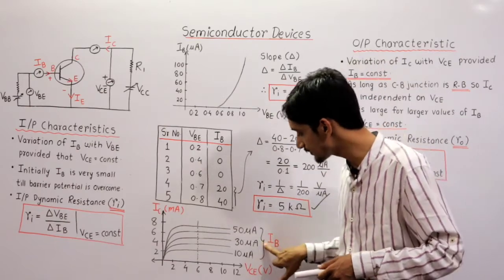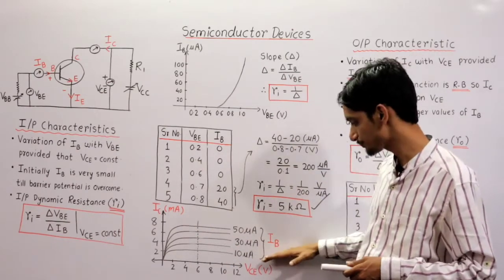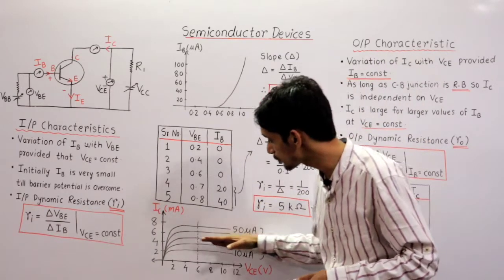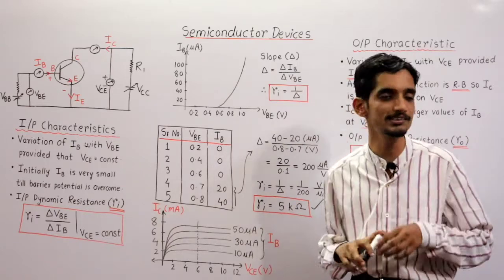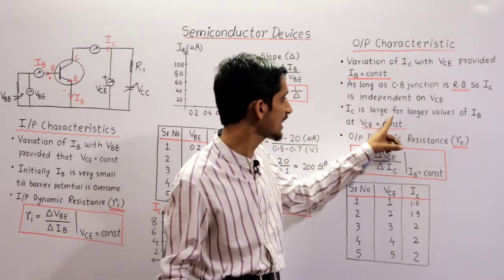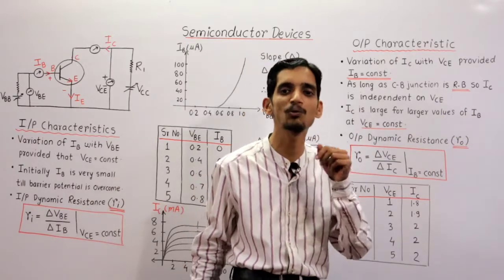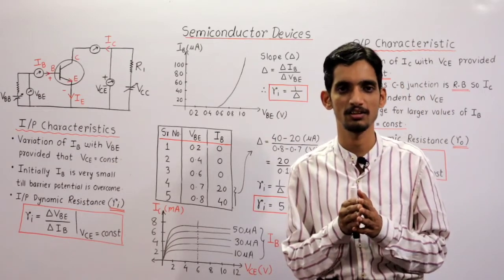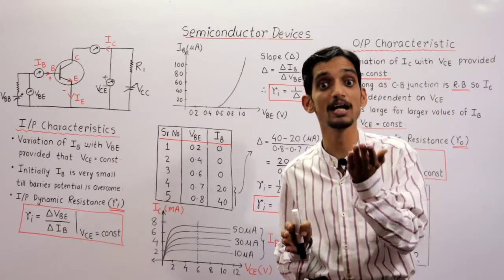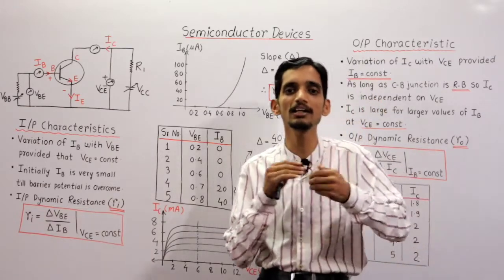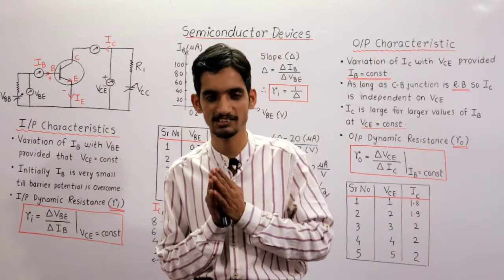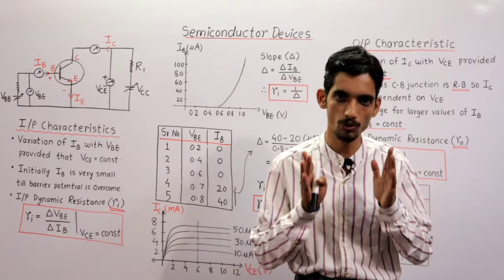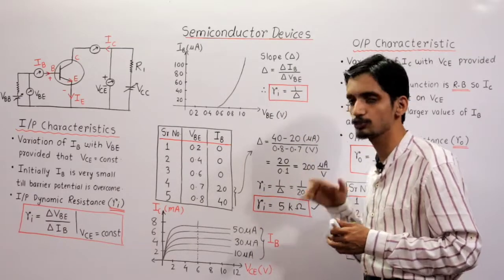Now suppose I am considering a second case, in which IB has increased to 30 microamps. Now collector current also increases to 4 milliamps. It means, if you observe this point, IC is large for a larger value of IB at VCE constant. It means IC increases when IB increases. So the increment in IC results from the increment in IB. Clear? Okay. So this is the output characteristics of a transistor.